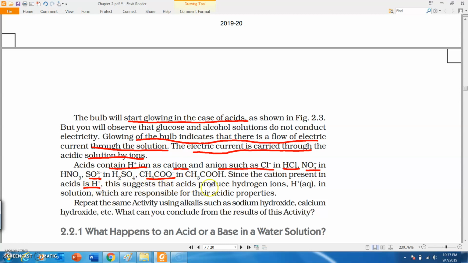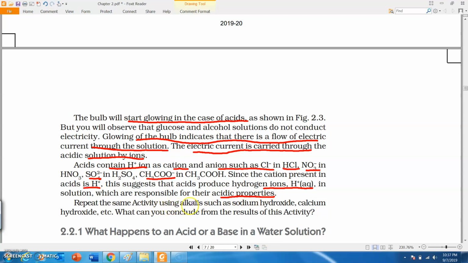This suggests that acids produce hydrogen ion. This is hydrogen ion, which is responsible for the acidic property. So that's why acids are having hydrogen ion and their property, that is flow of current, is shown by the acids. We can take any acid and the same property will be shown by all the acids.